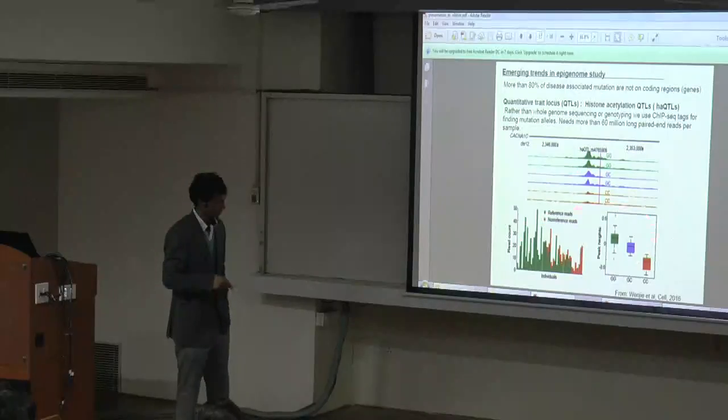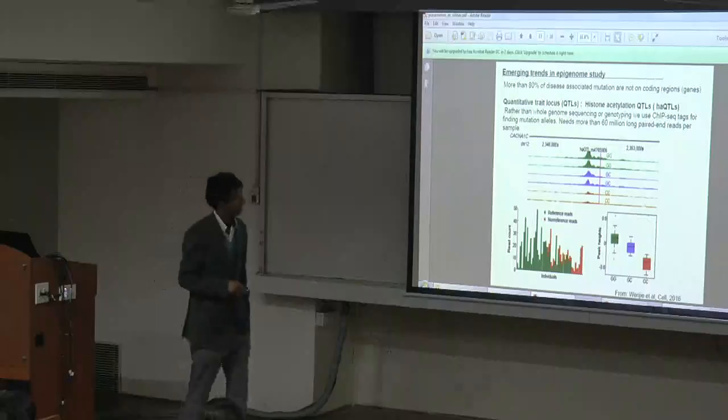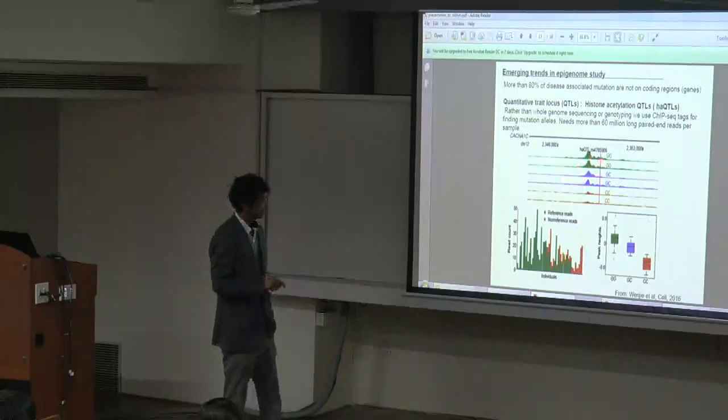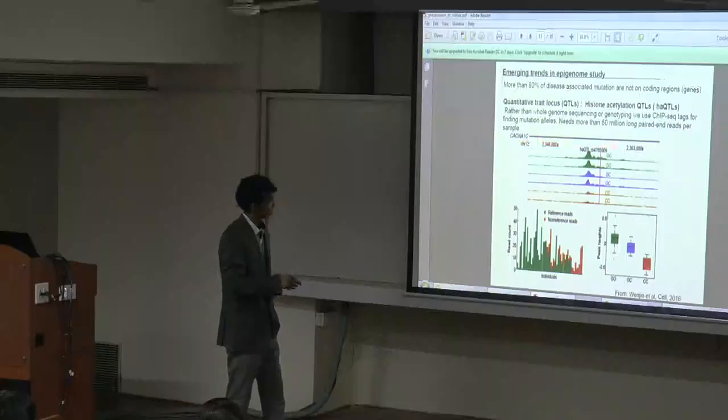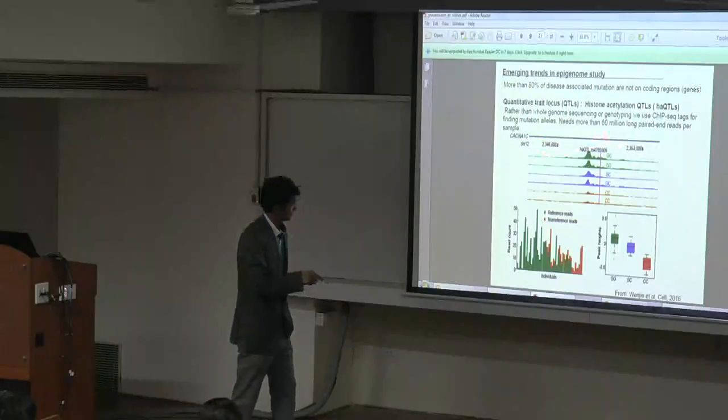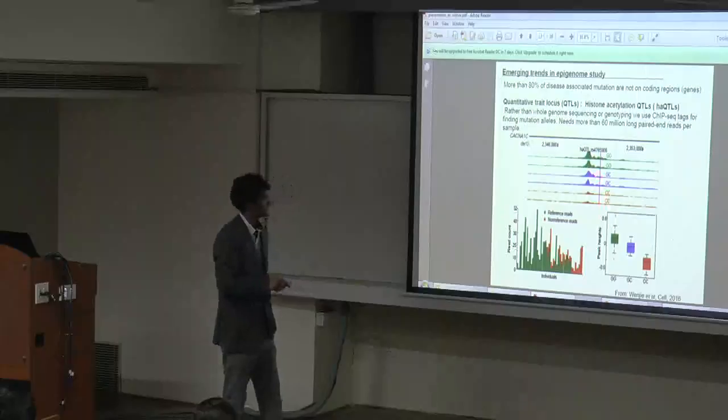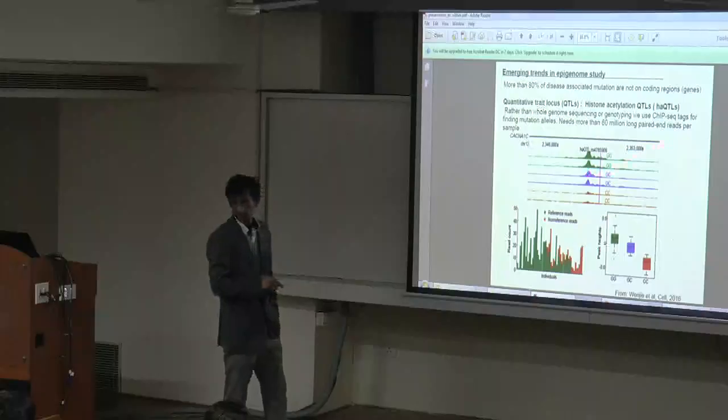For example, this is a part of our autism paper. Suppose this site is lying in an intron of a gene. What you see here is that at this nucleotide, we have alleles GG, GC, and CC in different individuals, and the ChIP-seq signal of H3K27 acetylation is correlated with the allele. So this is what we call a quantitative trait locus.